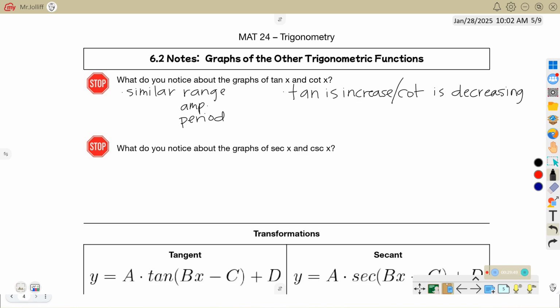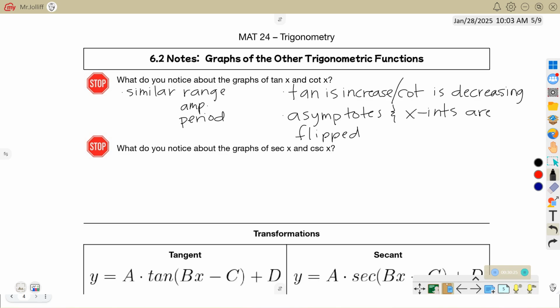Kira, does your table have anything to add? What do we see? The asymptotes and x-intercepts are flipped? Yeah, good. Very good. One has asymptotes where the other has x-intercepts, and vice versa. Very good.